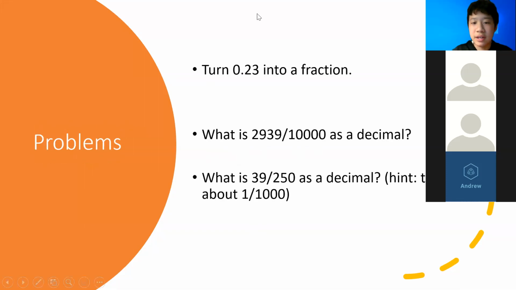Okay? So let's convert the numbers in these problems. I'll give you guys maybe 2 minutes.